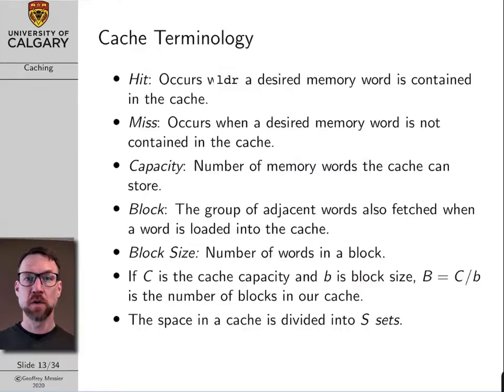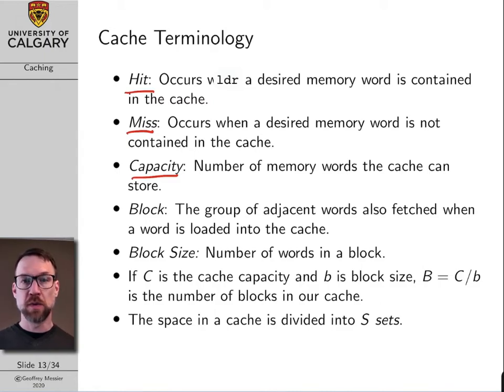And so these are the two commands that we're going to see as we work through these examples. Okay, so now let's go over a little bit of caching terminology. First of all, a hit occurs when a desired memory word is contained in the cache. So when we want a certain memory address and we go into the cache and look for it and it happens to be there, we've anticipated the needs of the processor. A miss occurs when the processor looks in the cache for a particular memory word and it's not there. The capacity of a cache is just the number of memory words that can be stored in the cache.